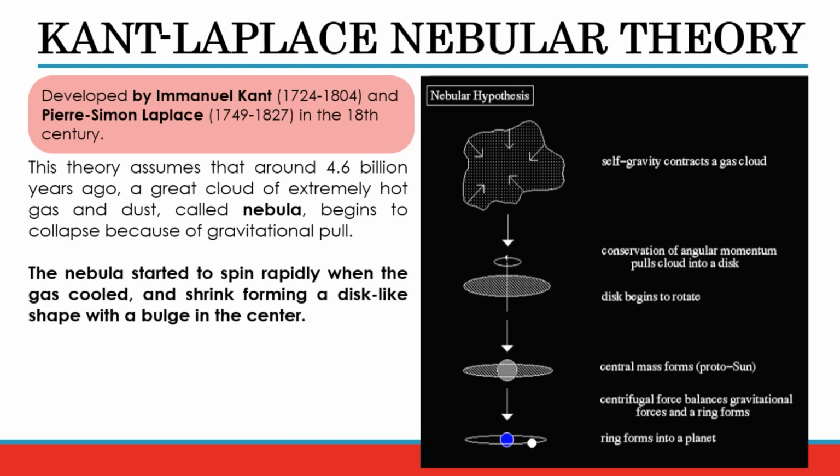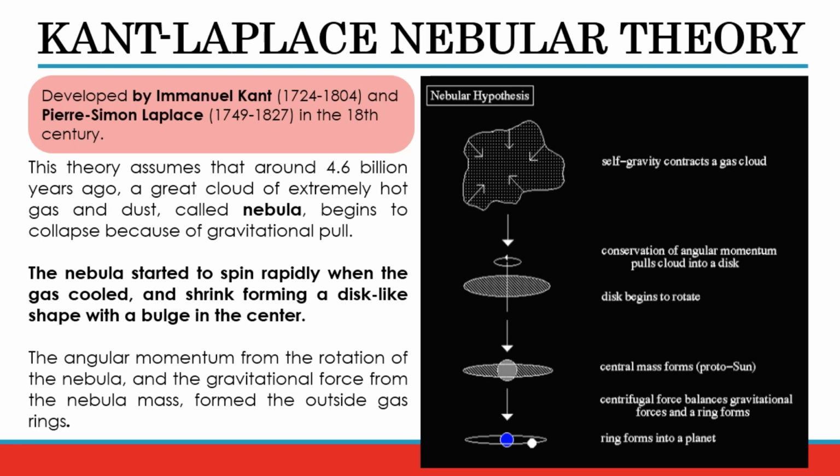The nebula started to spin rapidly when the gas cooled and shrank, forming a disc-like shape with a bulge in the center. The angular momentum from the rotation of the nebula and the gravitational force from the nebula mass form the outside gas rings. But what do we mean by angular momentum? Angular momentum is the quantity of rotation of a body, which is the product of its moment of inertia and its angular velocity.